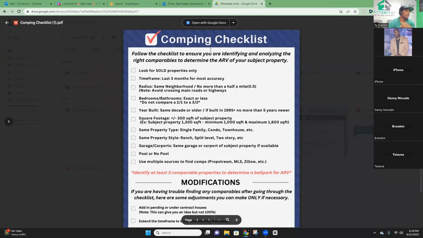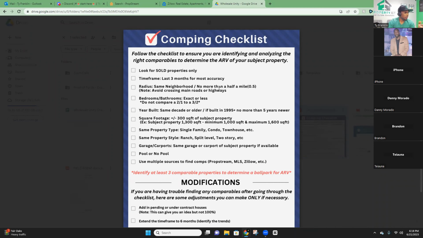Time frame. The time frame is very important. You want to look for within the last 3 months for the most accuracy, right? We cannot be looking at comps that sold last year. Market change. Market changes every month. Values of properties go up and down in certain areas every month, every day, actually. Right? So for the most accuracy, you want to look at properties that sold in the last 3 months.